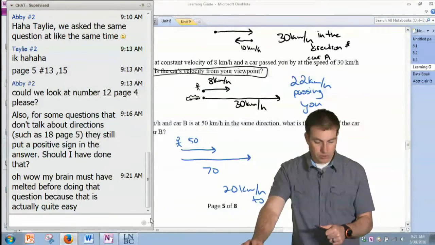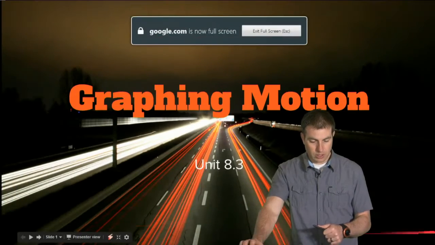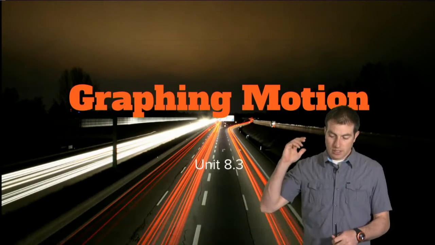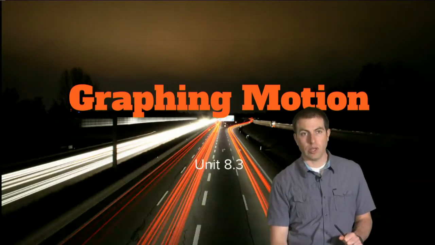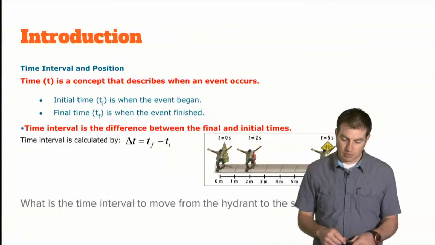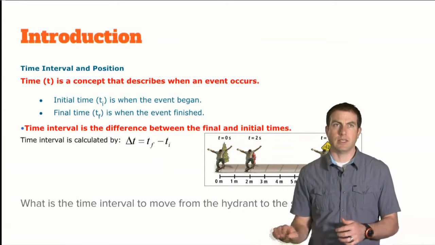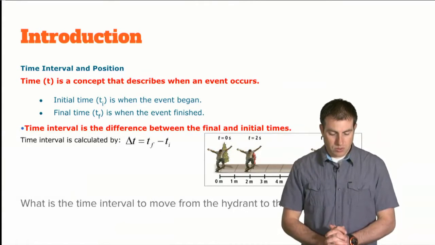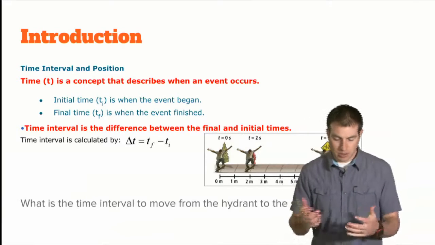So we're going to jump to 8.3. This is graphing motion, and I've said this before, but you guys are really good at graphing, so you should have no issues with this stuff at all. At least I hope. And yeah, it's pretty straightforward. So time interval and position, we're going to talk about these things together.